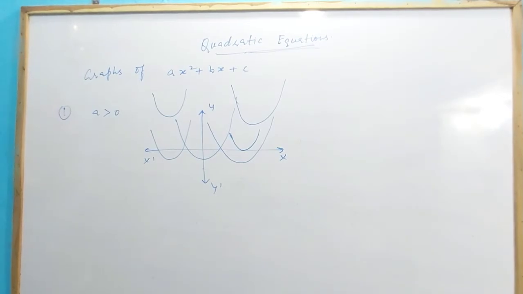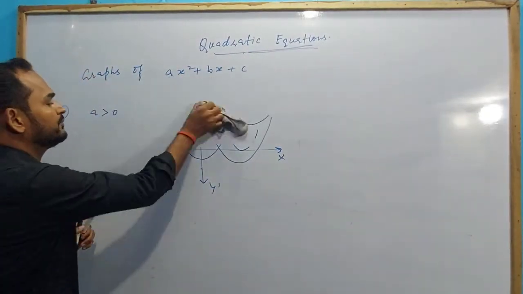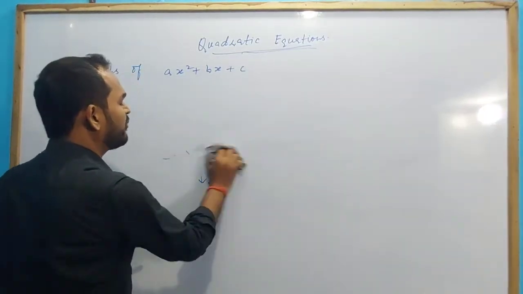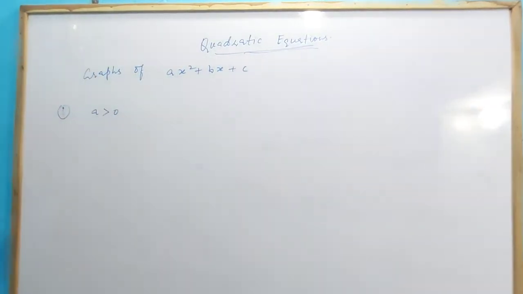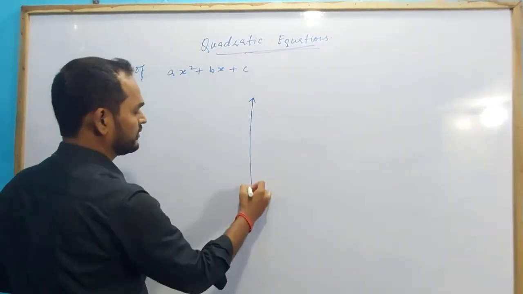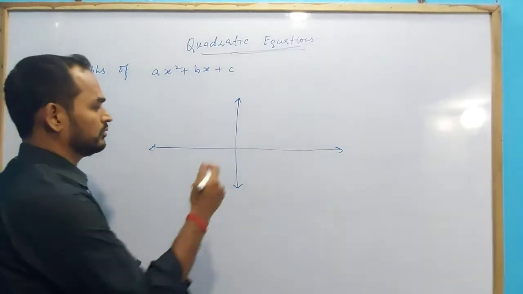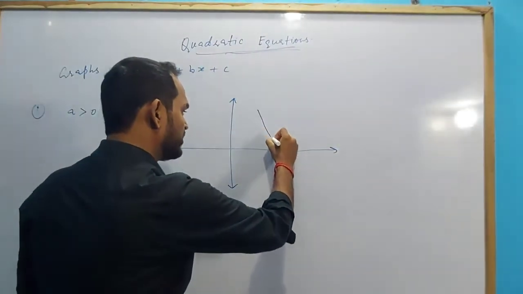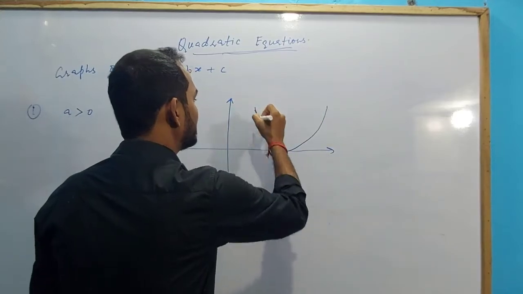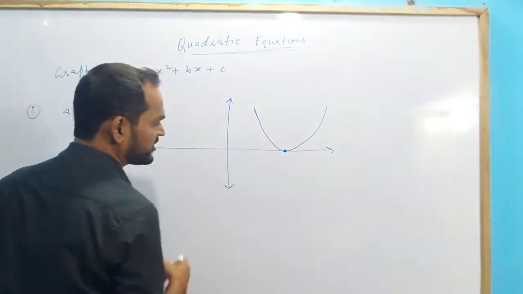You have understood the nature that when a is greater than 0, the graph will be upward parabolic. So upward parabolic it will be. Listen, here I am going to make you understand it. So it will be like this. When it is like this, it is just touching the x-axis. It means it just touches the x-axis.